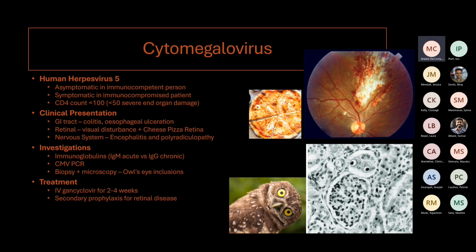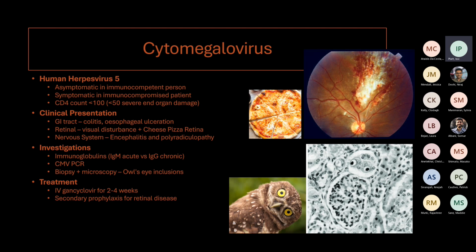Good. And then you're giving ganciclovir for 2 weeks, and you're continuing prophylaxis with ganciclovir for retinal disease until, let me just double check, the CD4 count is above 100, and that's usually about 3 to 6 months. Okay. Not that important. This is a very small part of HIV, though, guys.